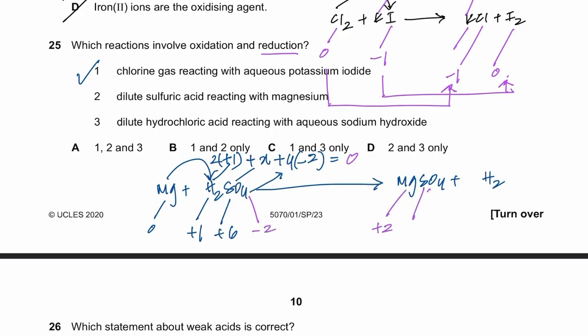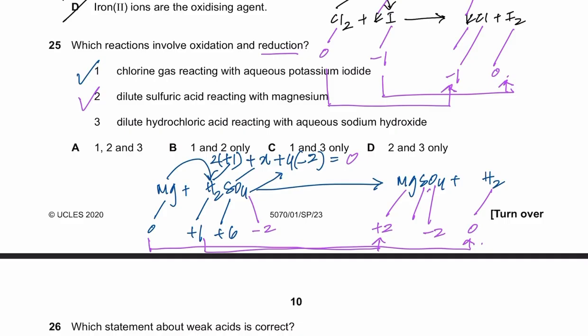Here sulfur, whatever it is, oxygen is -2, hydrogen is 0, right? So you could see a visible change from magnesium going from 0 to +2 and hydrogen going from +1 to 0. So yes, it is a redox reaction, right? Oxidation and reduction both are taking place because there is an increase and decrease in oxidation states.